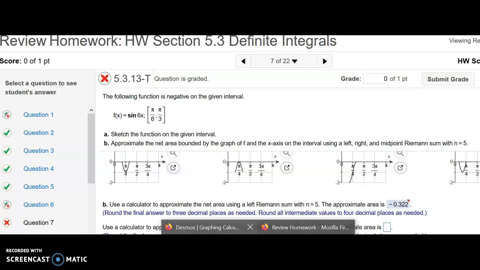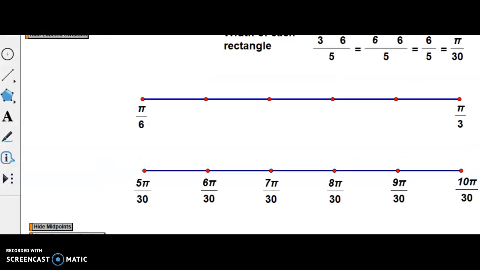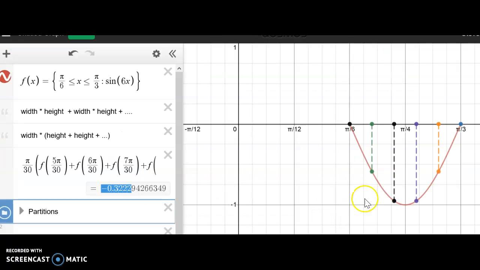Let me see. Did they actually answer that? Well, I don't know if they answered it wrong, but I think the calculator answered it for you. The funny thing is, using a calculator to approximate the net area using the right Riemann sum is going to be the same area. Take a look at this.